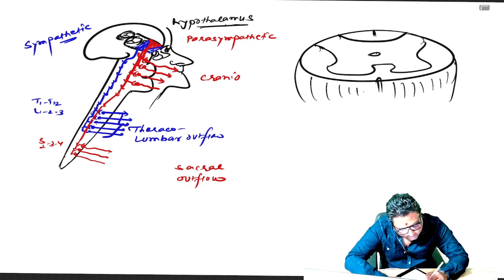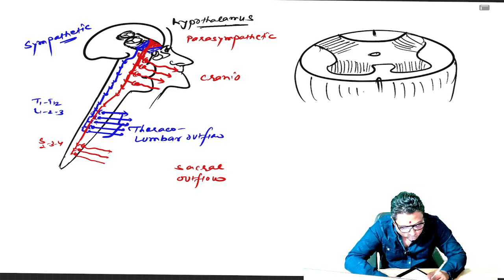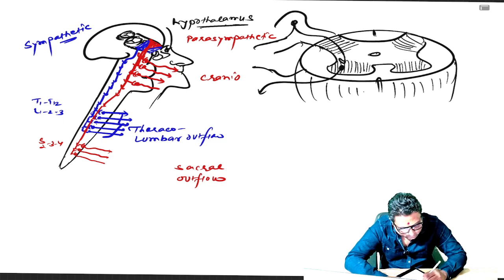Now the posterior gray horn is concerned with the sensory system, whereas the anterior gray horn, or ventral gray horn, is concerned with the motor system. So motor fibers come out from the anterior gray horn, and sensory nerve fibers, through the dorsal root ganglia, enter into the spinal cord through the posterior gray horn. Right?